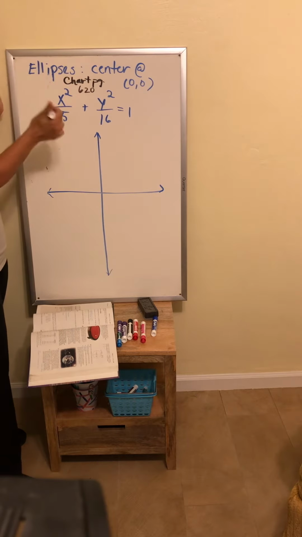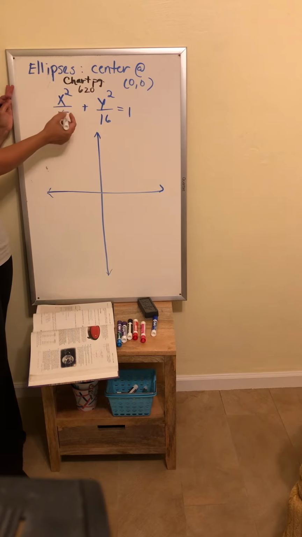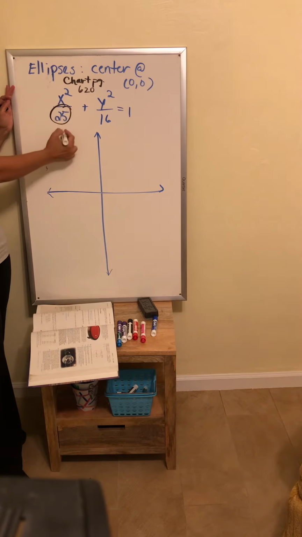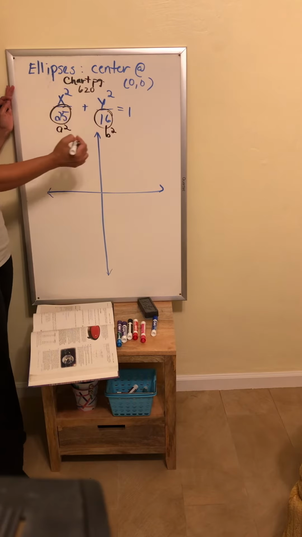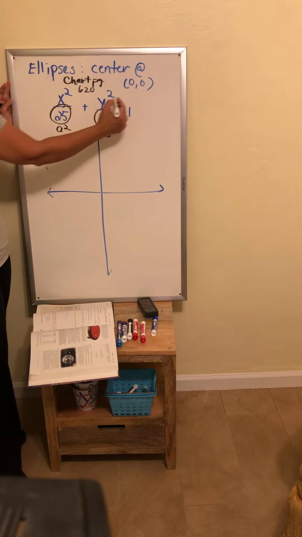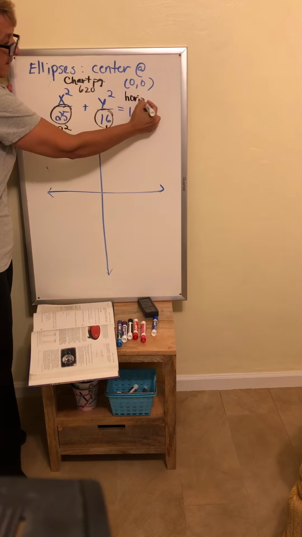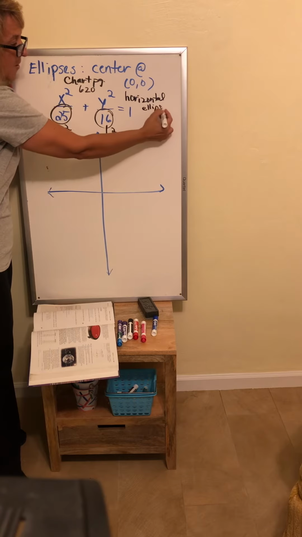vertices. So you want to look at the denominator and decide which of those is the larger denominator to determine your a squared. So this one is larger, so this is a squared, and this is your b squared. If you're looking at the chart on page 620, you'll see that it is in the form of a horizontal ellipse. So we will be looking at the information for that column.